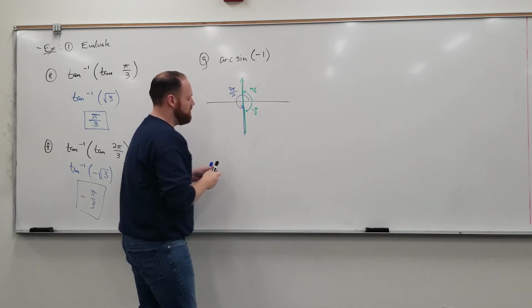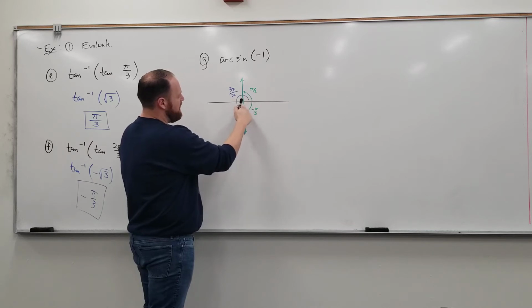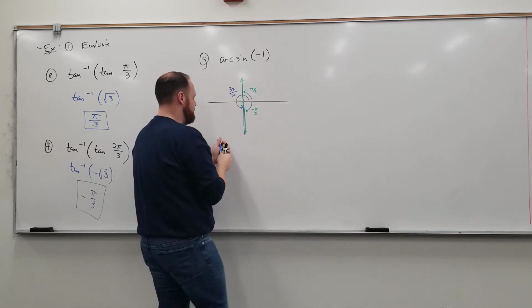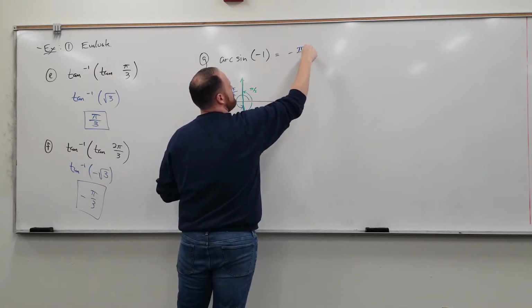So we do want this angle down here, but we can't call it 3π/2. We need to call it -π/2. So arcsine of -1 would be -π/2.